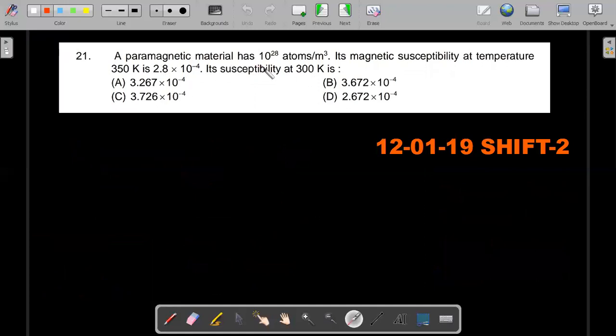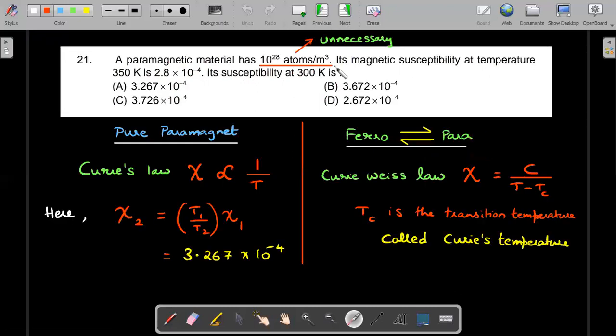A paramagnetic material has 10 power 28 atoms per meter cube. Its magnetic susceptibility at temperature 350 Kelvin is given as some number. Its susceptibility at 300 Kelvin is. Okay, right. So this is 12th January. So we have entered January shift 2. Let's move ahead.